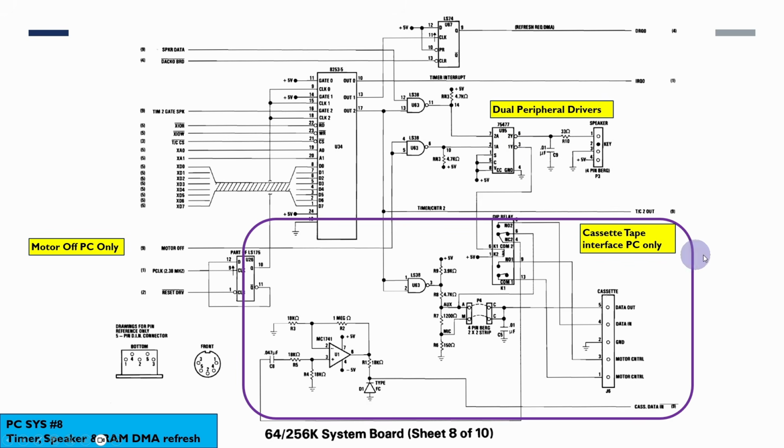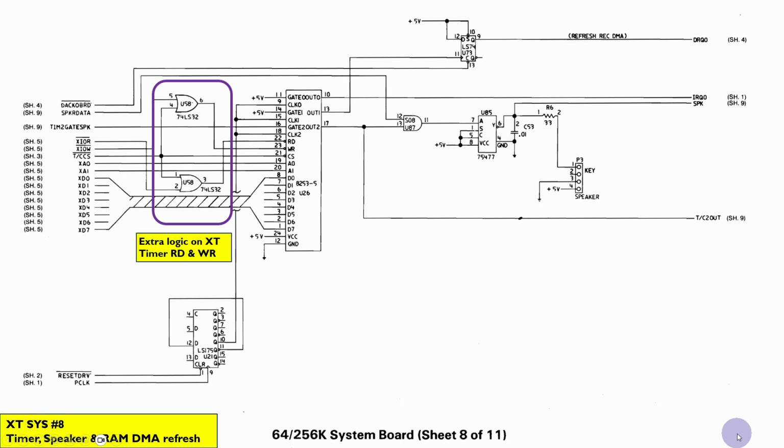So on the XT, this section was removed. So you'll see here there's a blank bit down the bottom here, but there was a bit of extra logic to do with the read and write of the timer here. So there's an extra bit here that doesn't exist on the original PC. I suspect it was to solve some particular timing issues.